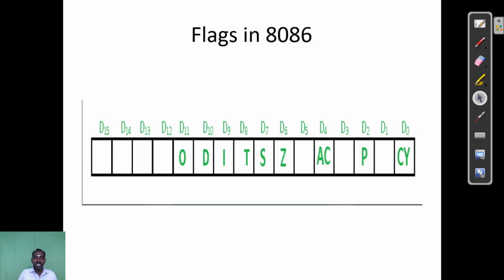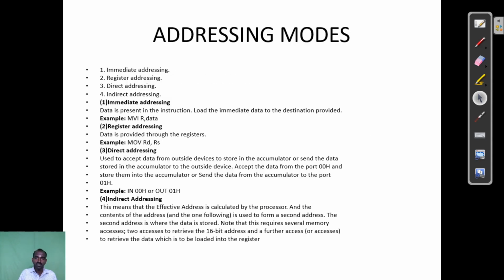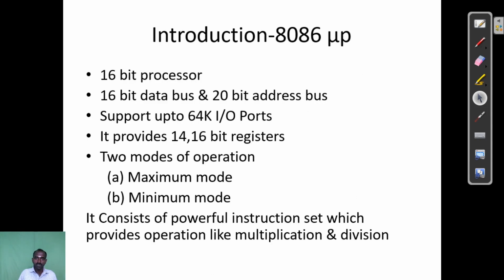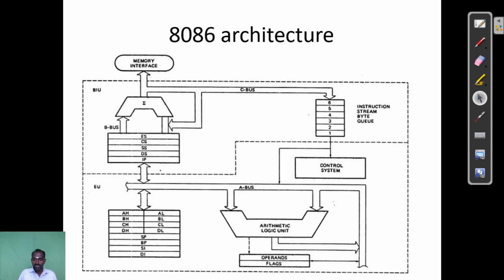These are the addressing modes in 8086. This diagram indicates the flag structure of 8086. This is the architecture of 8086. First, the introduction parts of the 8086 microprocessor. These are the architecture and instructions of the 8086 microprocessor. Okay, thank you, students.